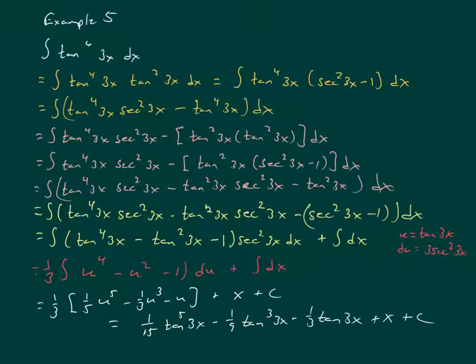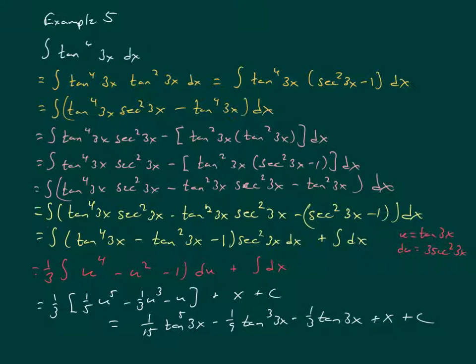But what I've also done here is I've gone through and broken this up into two integrals. The integrals of the powers of tangent and secant squared, and then I've pulled that out. So that all of this part right there became the integral of tangent to the fourth 3x minus tangent squared 3x minus 1 times the secant squared 3x dx, and then plus the integral of 1 dx, or the integral of dx.